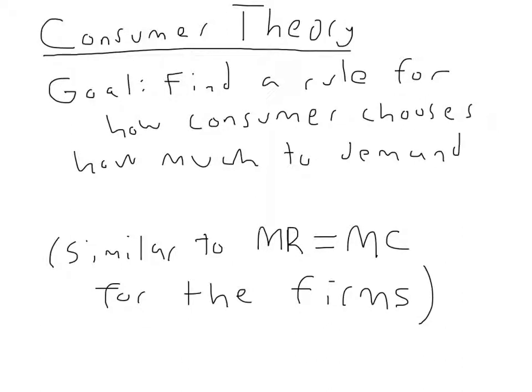So last class we developed the beginnings of our consumer theory, or our model of how consumers make decisions. And our goal today is going to be to find a rule for how consumers choose how much to demand. This is going to be similar to our rule for firms, in that firms have to set marginal revenue equal to marginal cost to maximize their profit. Consumers will have a similar rule for how they can maximize their utility or, loosely speaking, their happiness.